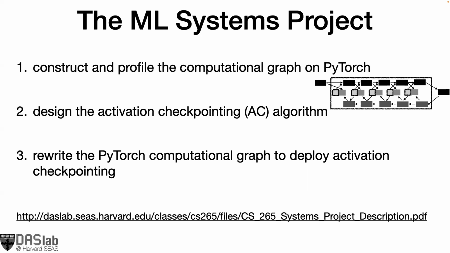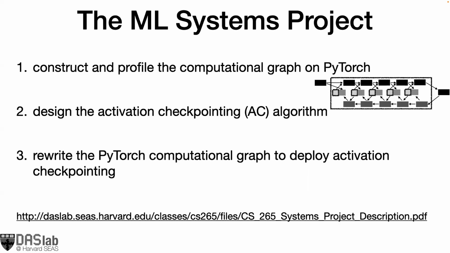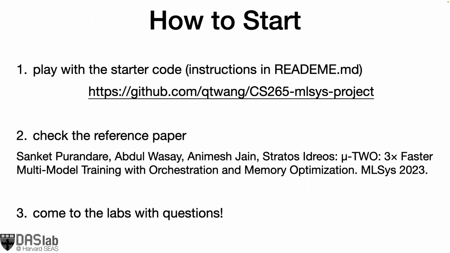And also it should be reflected in that you can actually get an improvement on the peak memory consumption and hence larger batch sizes. And last, we need to write the PyTorch computational graph to deploy the activation checkpointing algorithm, such that we can experiment and see some effect of this activation checkpointing algorithm. And then, to help you start, we provide a starter code, which you can find in this link.